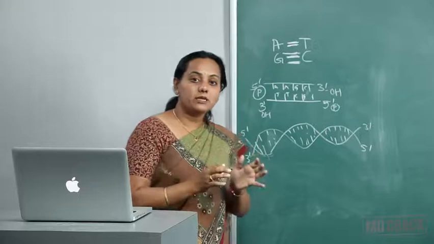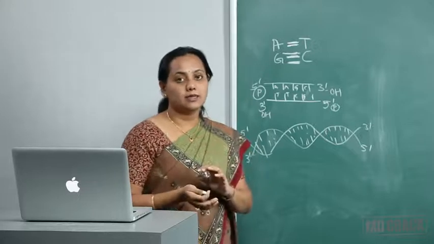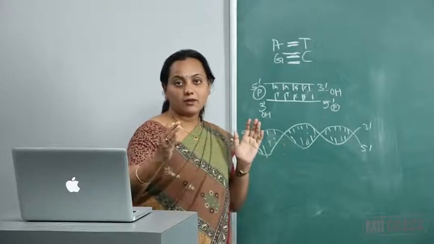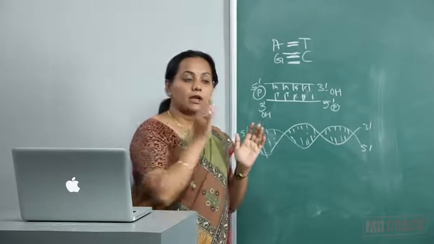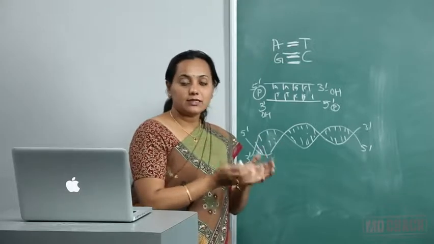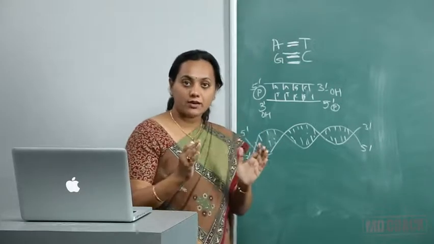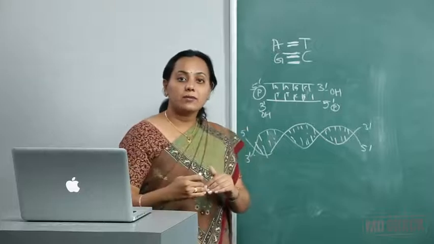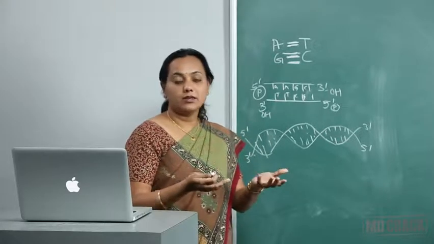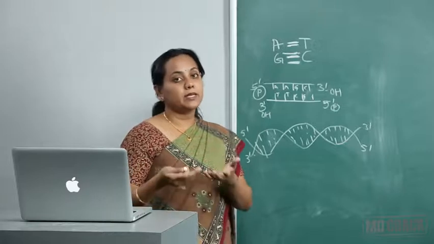That is, A plus G is equal to C plus T. So in any given double-stranded DNA, whatever the structure, if there are 20 adenine nucleotides in a given DNA strand, then the number of thymine will be 20. If there are 30 guanine, then the number of cytosine will be 30.